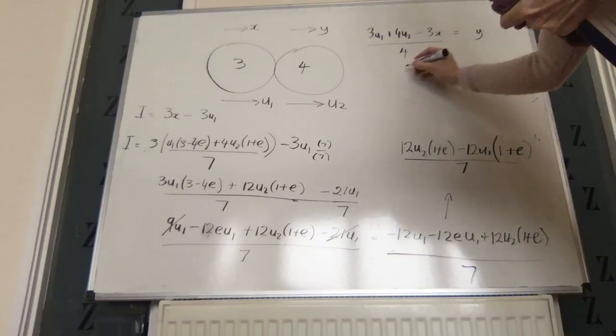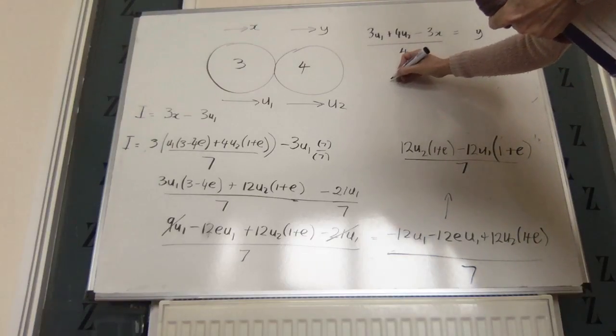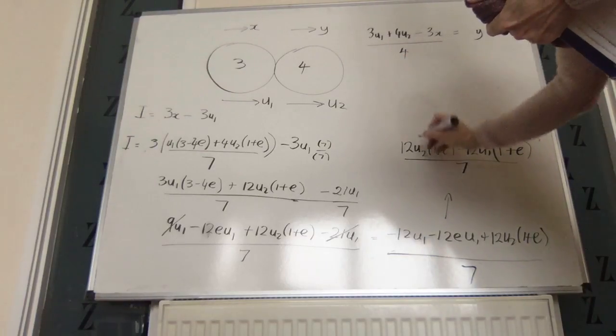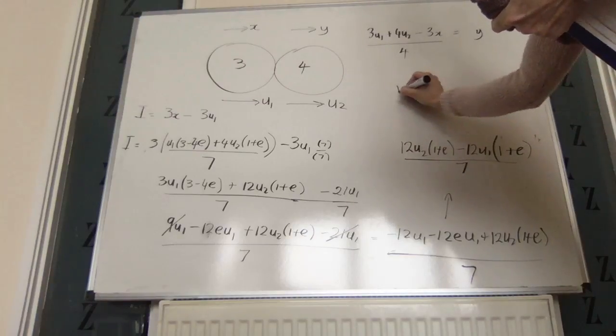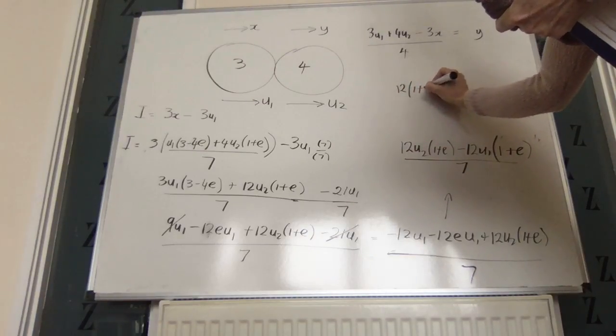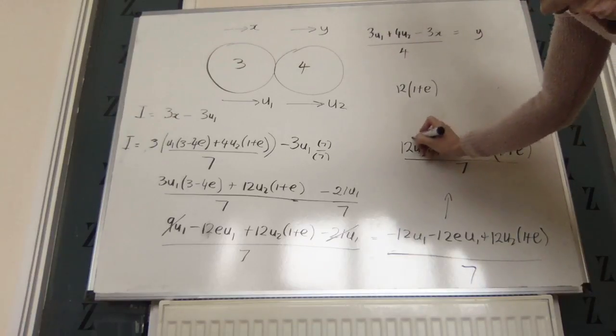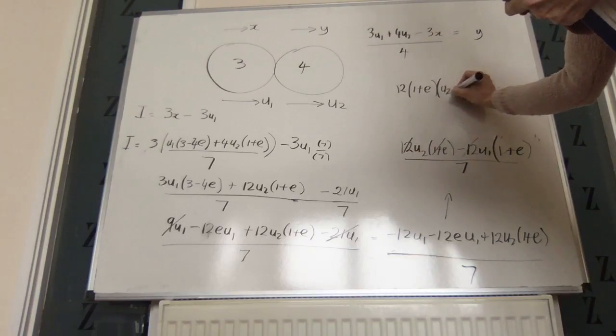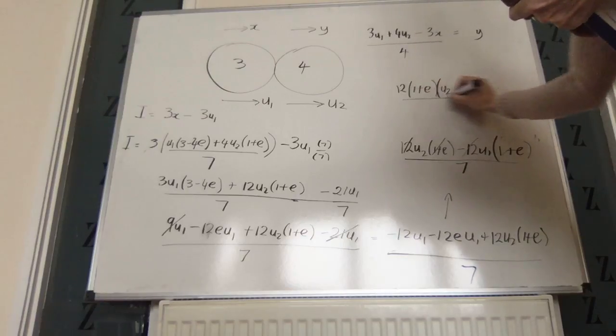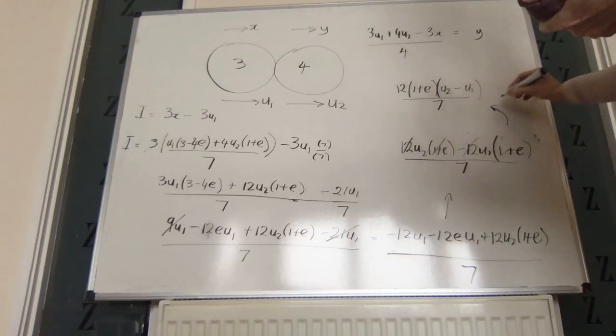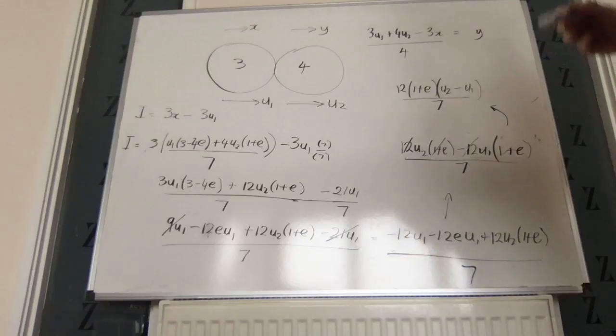So we can pull out 12 times (1 plus e), out of both of them, and then that's times (u2 minus u1), all over 7. Okay, good exercise in maths really rather than applied maths.